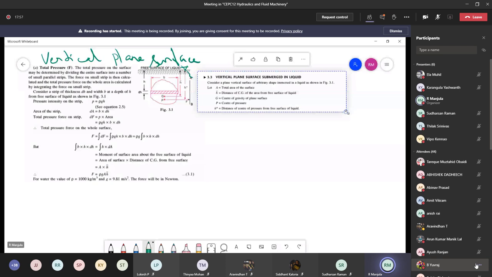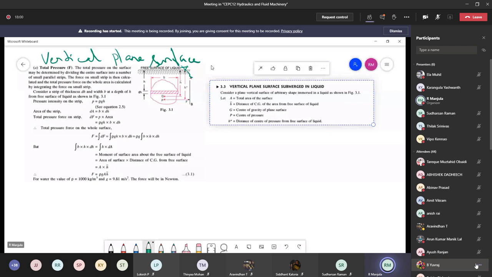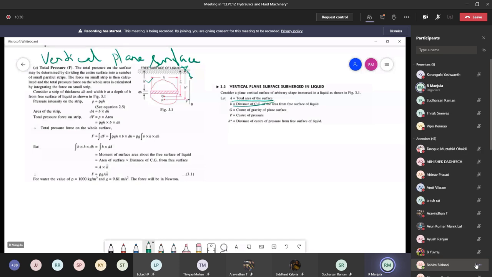So here you can consider a vertical plane surface of any arbitrary shape, which is submerged in liquid. Let A be the total surface area of the vertical plane, and h bar is the distance of the center of gravity of this area from the surface of the liquid. This is the plane surface we are going to consider.